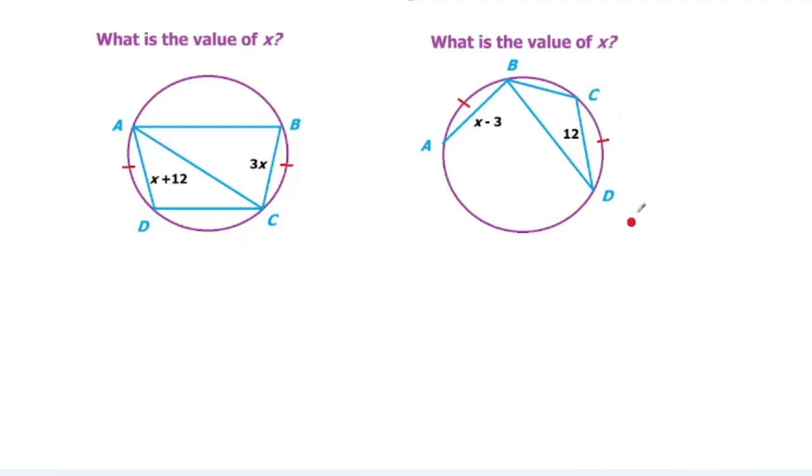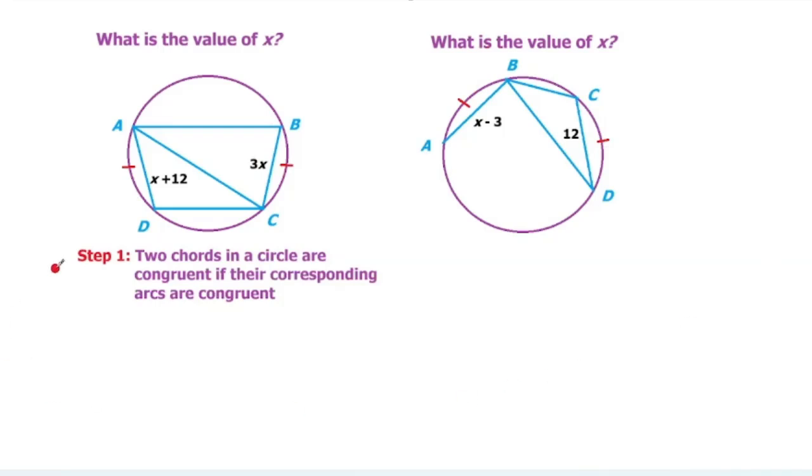And similarly, we have another problem like this. So we'll start with this one. What we need to remember is two chords in a circle are congruent if their corresponding arcs are congruent. So here we have two chords, AD and BC, and their chord length is x plus 12, and this chord length is 3x. Okay, we need to find the value of x.